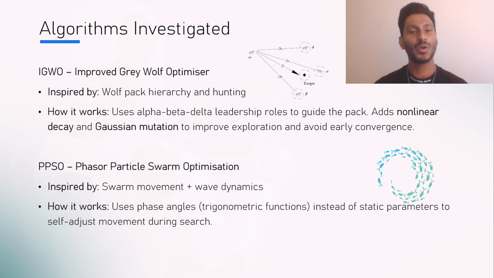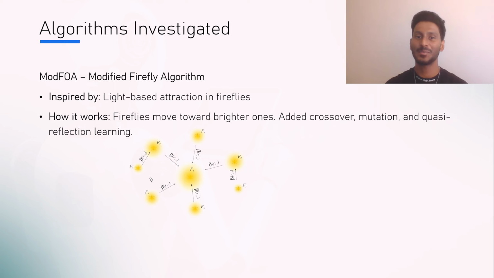Now we are moving to the fourth one, the PPSO. The phasor particle swarm optimization builds on the standard PSO, but replaces the fixed hyperparameters with dynamic phasor-based functions, which are derived from trigonometric phase angles. This allows each particle's movement to be self-adaptive, creating a mix of cognitive and social behaviors that varies with each iteration. The final algorithm we examine is the modified firefly algorithm.